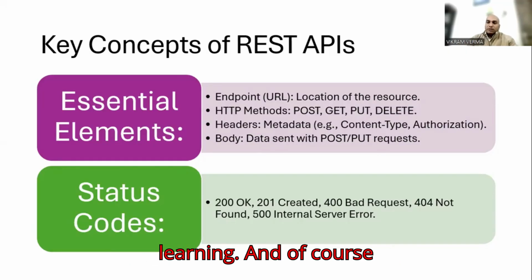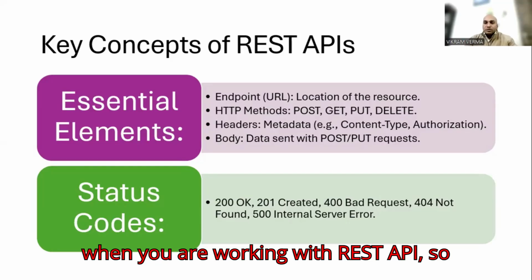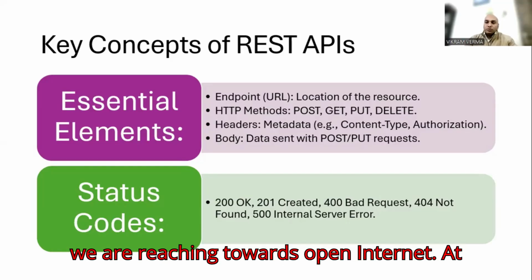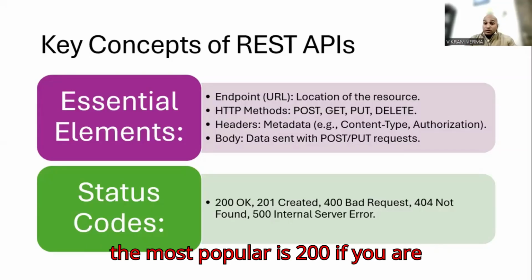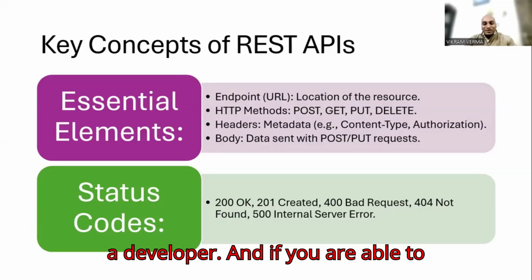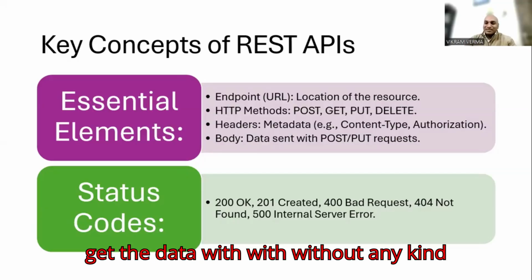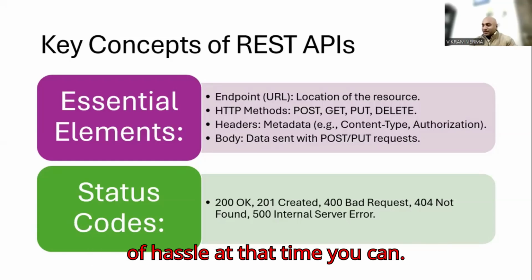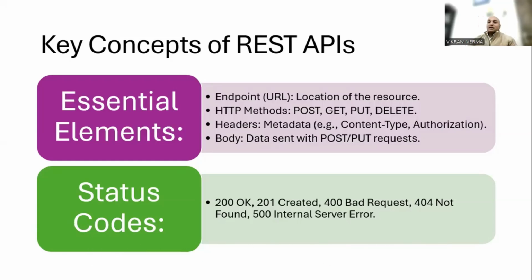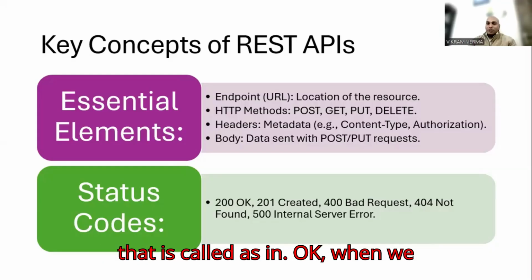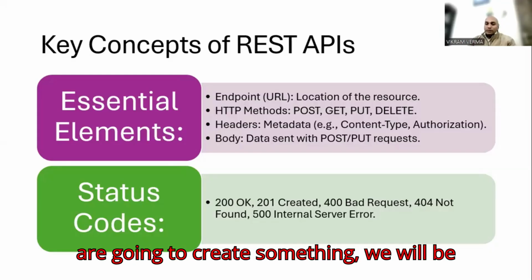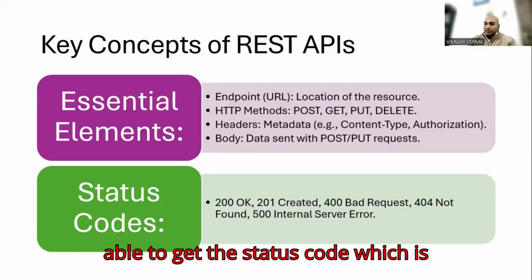And of course, when we are working with REST API, we are reaching towards the open internet. At that time, status codes are required. The most popular is 200. If you are a developer and you are able to get the data without any kind of hassle, at that time you can see this particular 200 status code, which is called OK. When we are going to create something, we will get the status code 201.